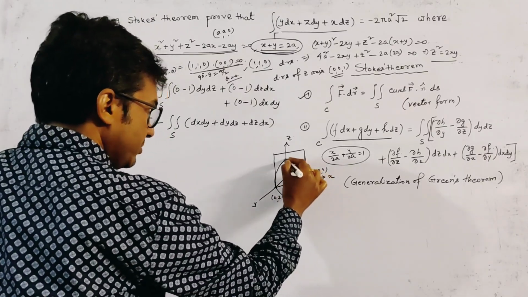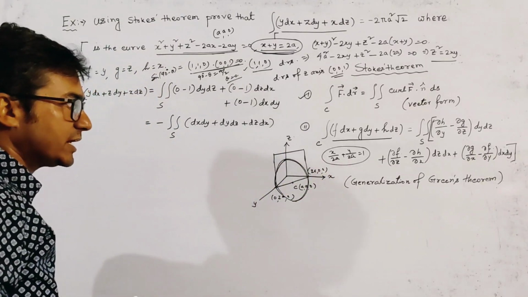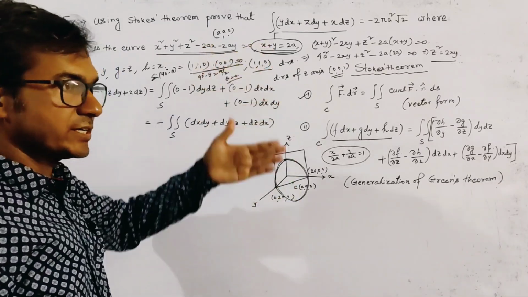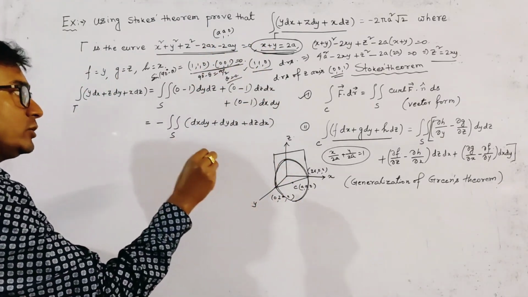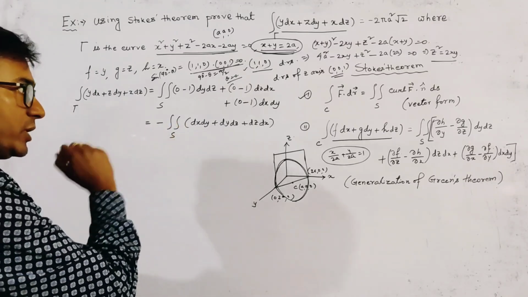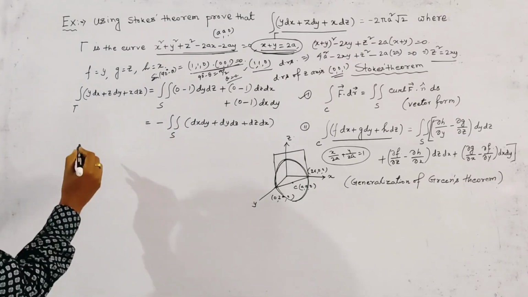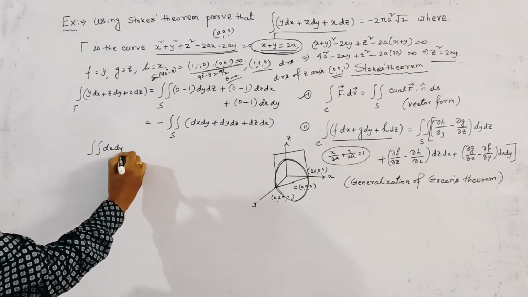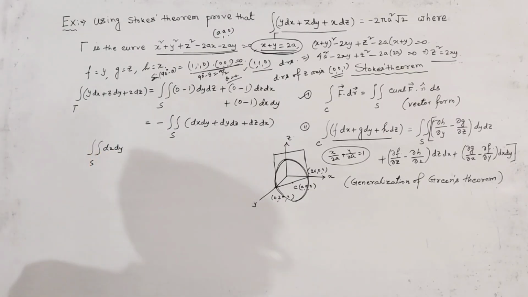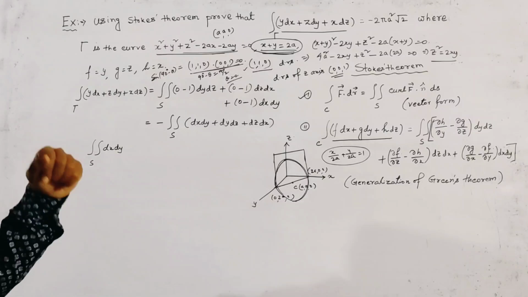Okay, we roughly draw this circle, and the circle must be parallel to the z-axis. Now we go through the integrations one by one. The first integration is the double integration dx dy over S. What is the value of this integration?